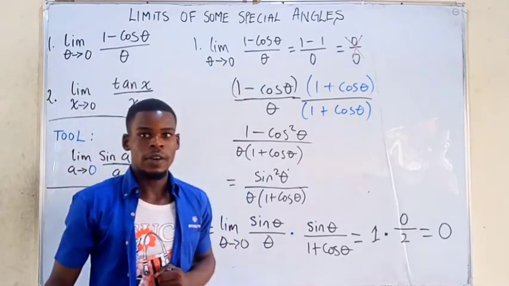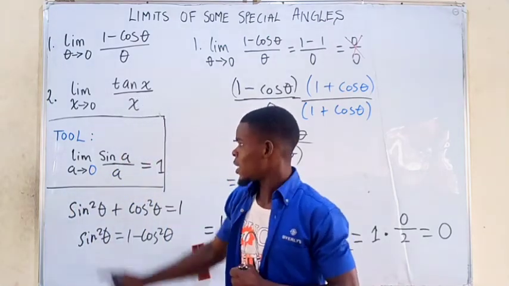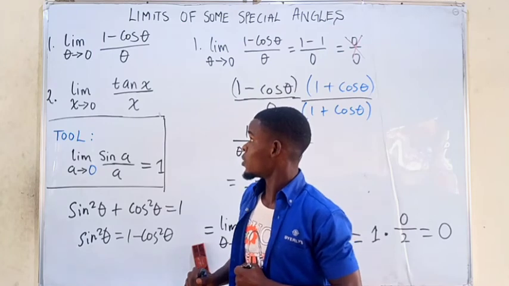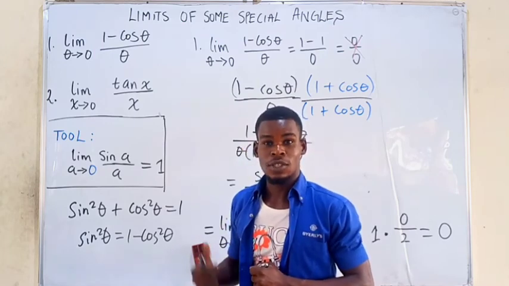In our next video, we're going to look at the limit of this second function, the limit as x tends to 0 of tangent of x over x, just to reduce the length of this video.